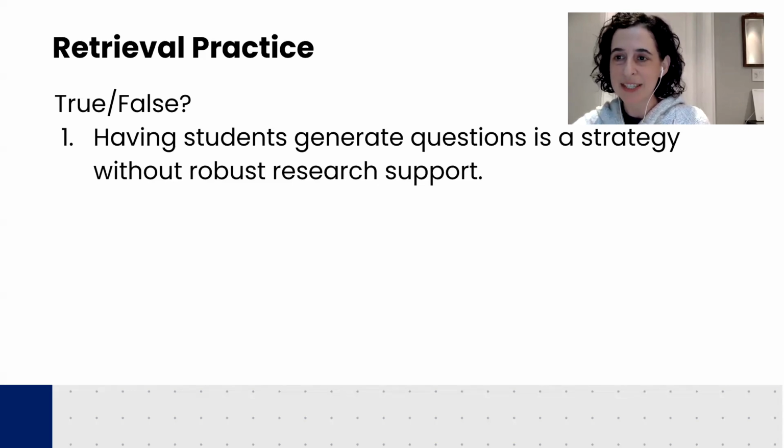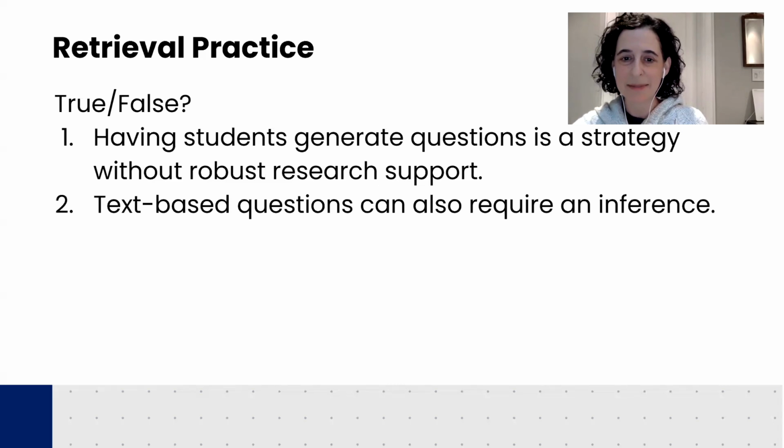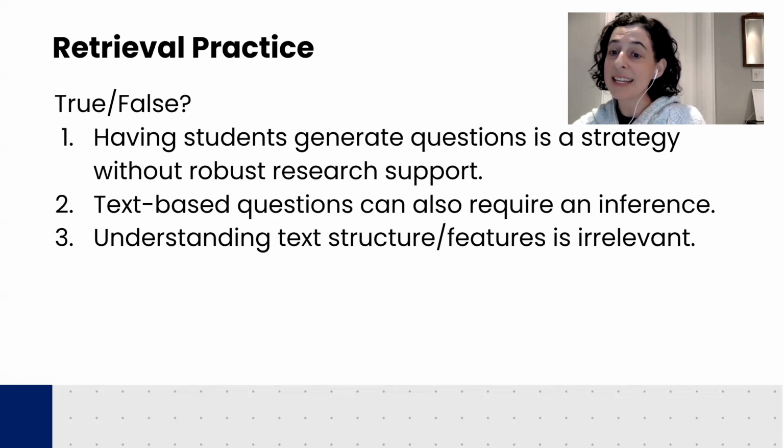Number 2: text-based questions can also require an inference. Absolutely, they can. If we think back to Author and You, it's that third type of text-based question, and it's text implicit because the answer is not explicitly stated. There is some inferring involved. Statement number 3: understanding text structure or text features is irrelevant. We've all got that there. Absolutely false. We know that knowledge of text features and text structure can certainly help us have a bit of an advanced organizer of the text and find information more quickly when we need to.